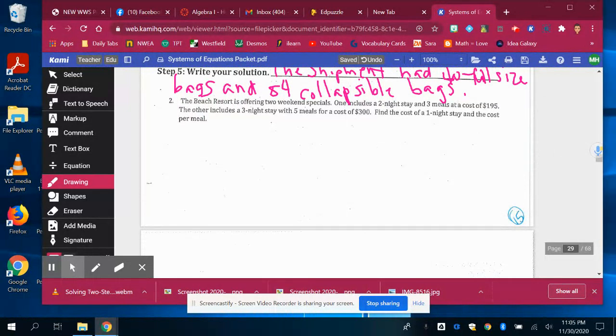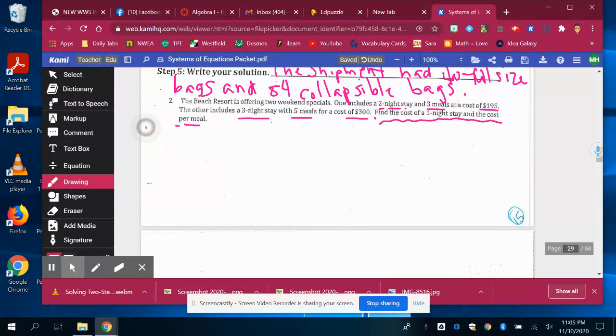Let's look at example 2. Example 2, the beach resort is offering 2 weekend specials. One includes a 2-night stay and 3 meals at a cost of $195. The other includes a 3-night stay, 5 meals, and it costs $300. Find the cost of a 1-night stay and the cost per meal. So here's our question. That's what we're looking for.